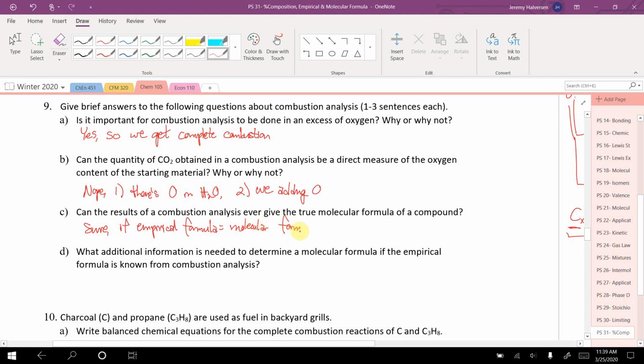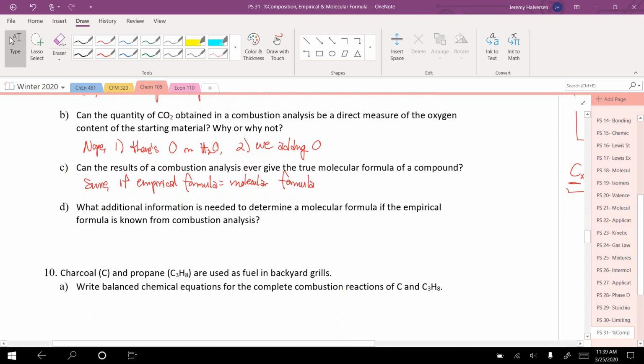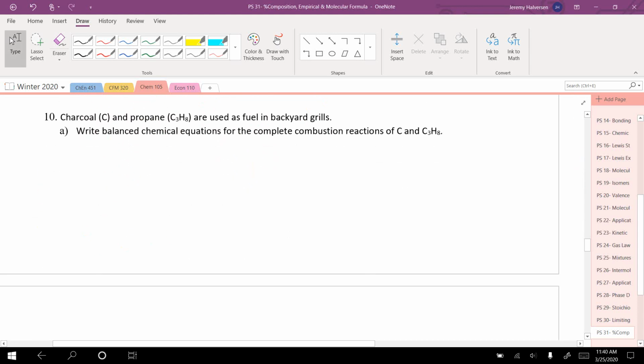Right, so what we're going to be doing here is finding the empirical formula. It's not always the molecular formula, but in the case that it is, then we'll also be finding the molecular formula. What additional information is needed to determine a molecular formula if the empirical formula is known from the combustion analysis? We did this earlier. We would need the molecular mass to figure out what we need to multiply by in order to get the molecular formula.